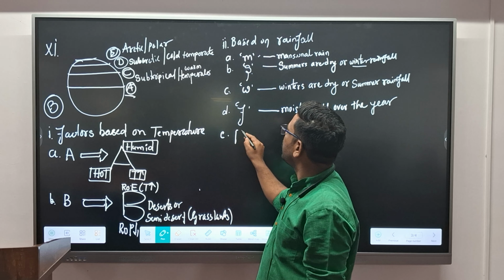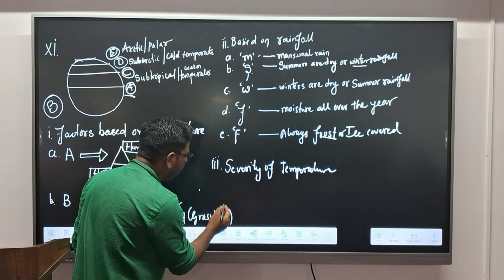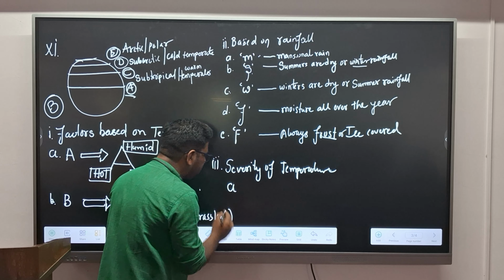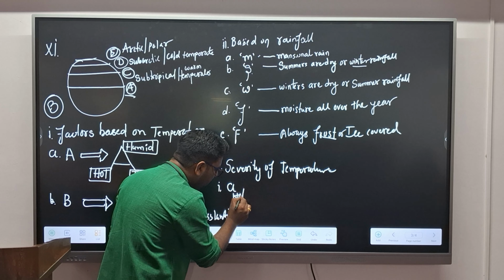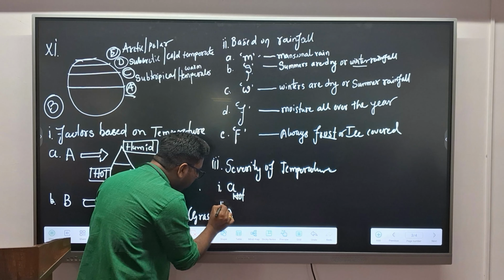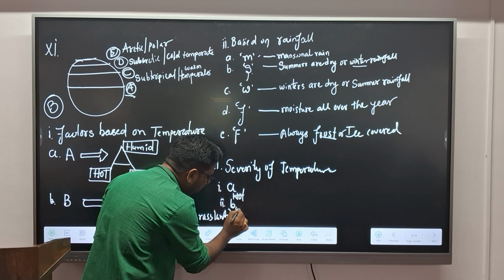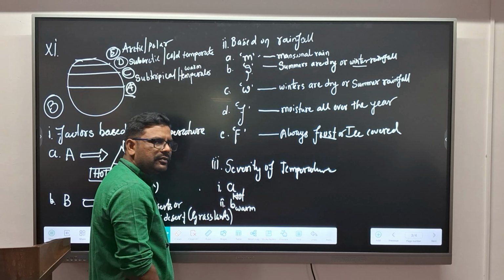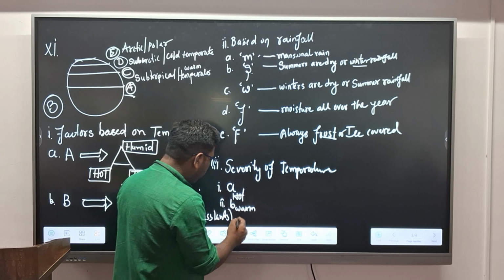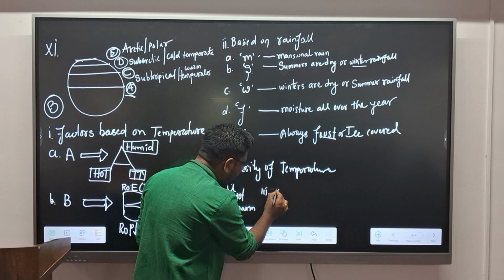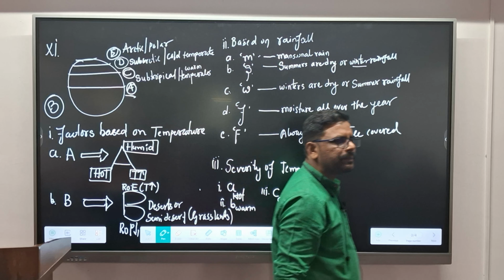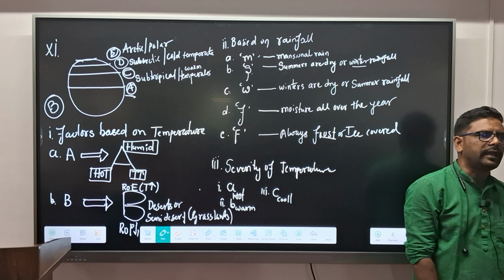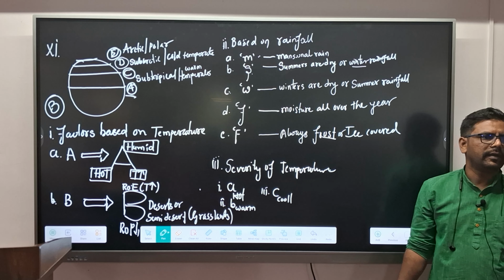Severity of temperature. For example, if I am writing A, it is relatively hot. If I am writing B, relatively the hotness is reduced. That is warm. Getting my point? And if I am writing C, it is relatively cooler. Cool or cold, you can write. Getting it right? A, B, C, D, small a, small b. Understood, right?